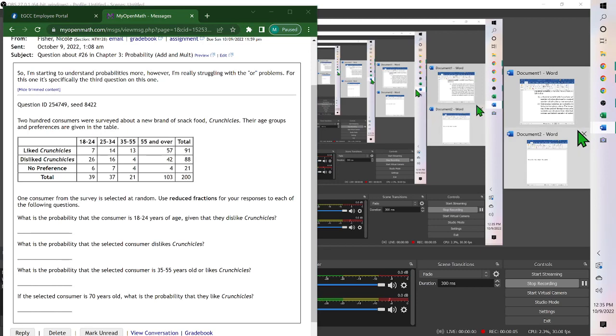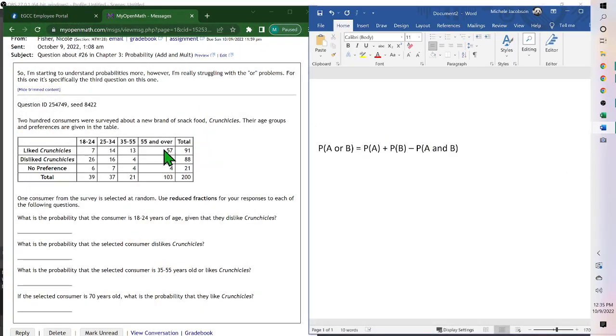For this problem, 200 consumers were asked about a new brand of snack crunchies. Their age groups and preferences are in the table. One consumer from the survey is selected at random. Use reduced fractions for your response.